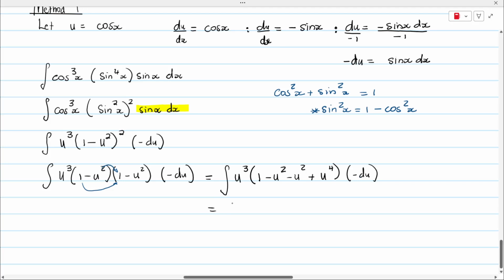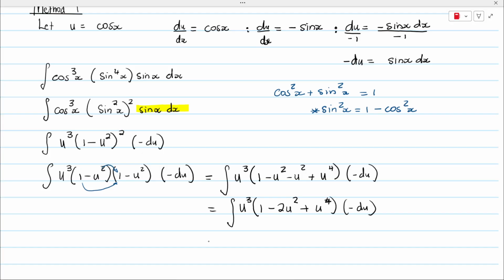So this further simplifies, put back my integration sign. So this is u exponent 3, open bracket, my 1. So the similar terms, negative u squared minus u squared, this will be 2u squared. Sorry about that. 2u squared plus u exponent 4, close bracket, negative du. I go on.